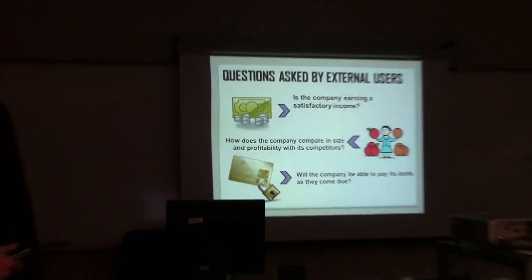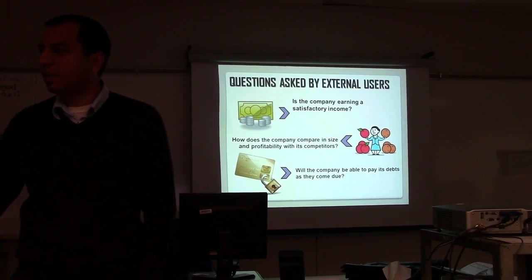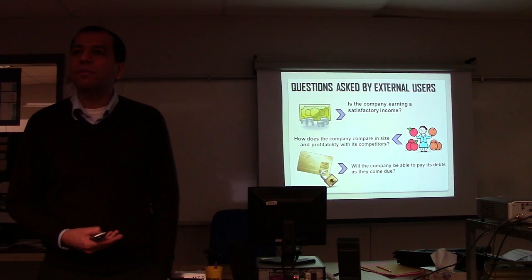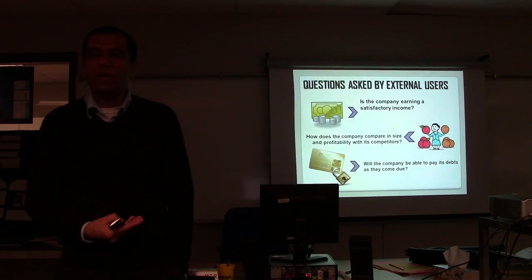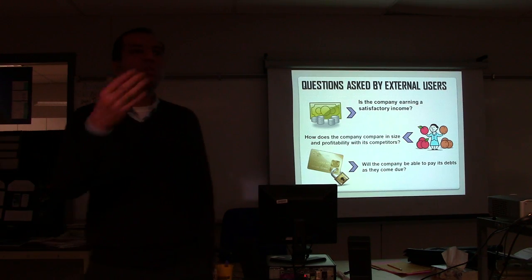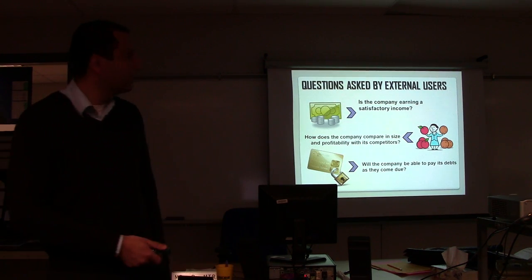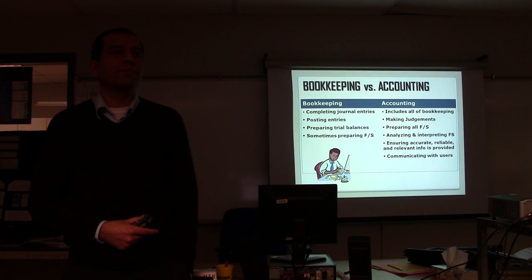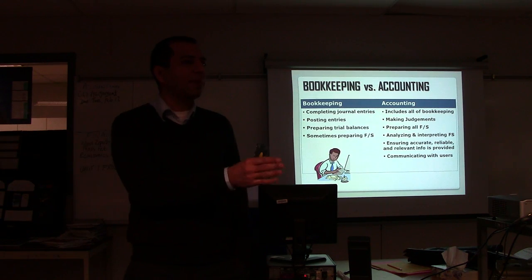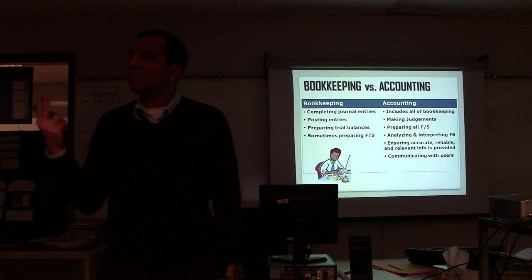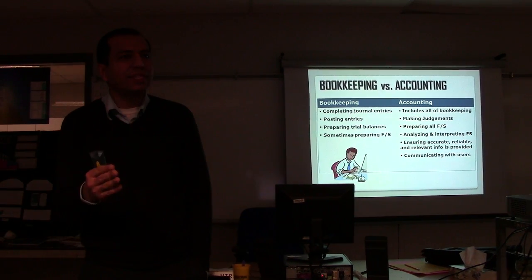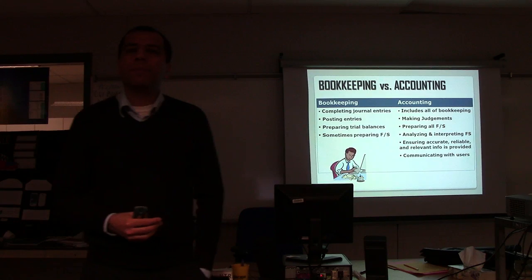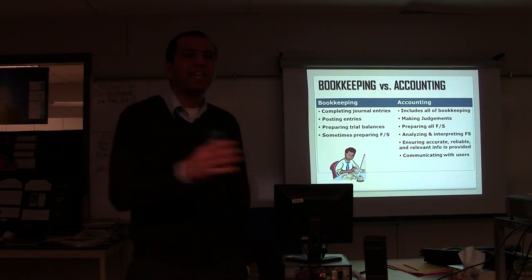And then we have some external users, such as the government, the investors, and the creditors. And they may ask, is the company making enough money? Should we invest in this company? Can this company grow? All of those questions are external users' questions. So this is the real crux of today's chapter: the difference between bookkeeping and accounting. These are two different things. Where does bookkeeping end and where does accounting start? Of course, there's lots of overlap. However, there are some distinct differences as well.